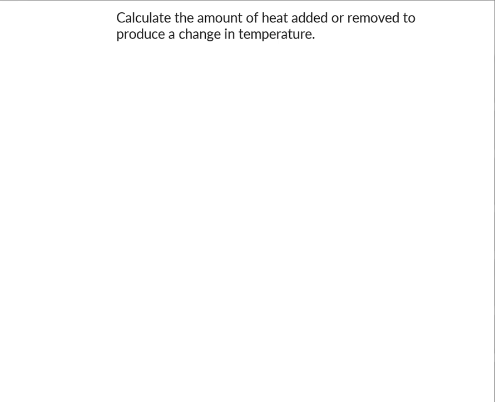So in this video, I'll discuss how to determine the amount of heat that is either added or removed in order to produce a change in temperature. So when we think about heat and we think about changing temperature, that should make us think about the specific heat. Recall specific heat indicates the amount of heat that is needed to increase the temperature of 1 gram of an object by 1 degree Celsius.